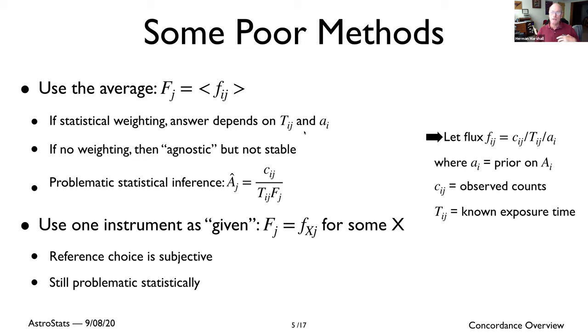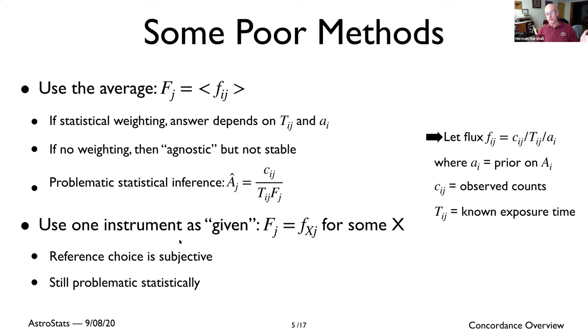And that means that you can design your instrument to essentially dominate the calculation of what the average flux might be. And that makes for experiment-dependent results, which is not a healthy way to go about setting up your situation. If you don't do any weighting at all, it's agnostic, but it's not a stable situation because any given instrument can just increase their exposure time, and that'll change the weighting being provided, and that'll change the estimates of the flux. So this is not a good way to do things.